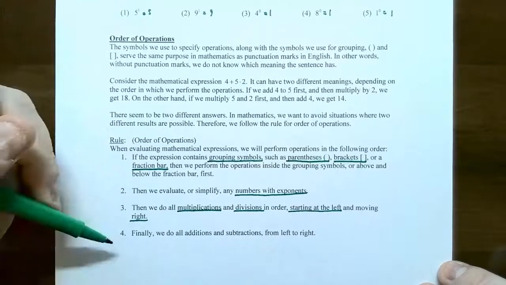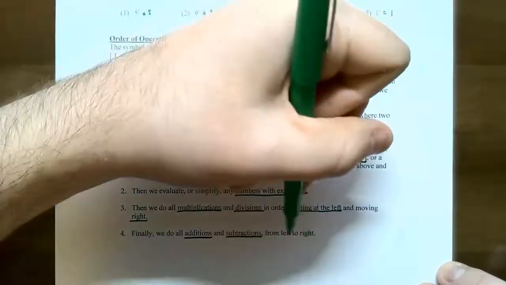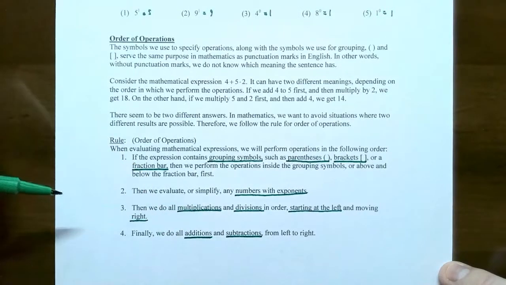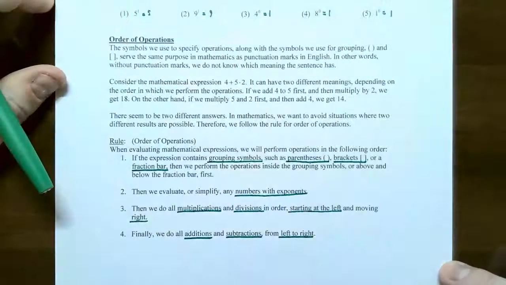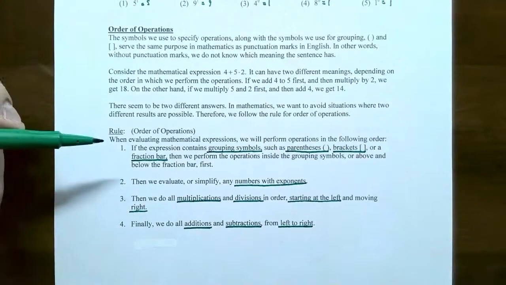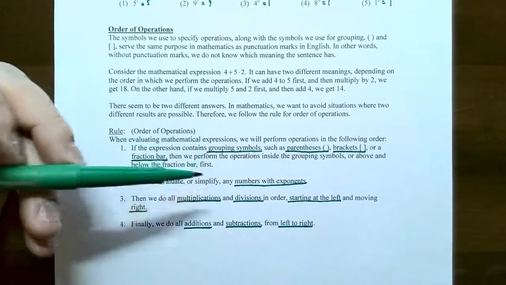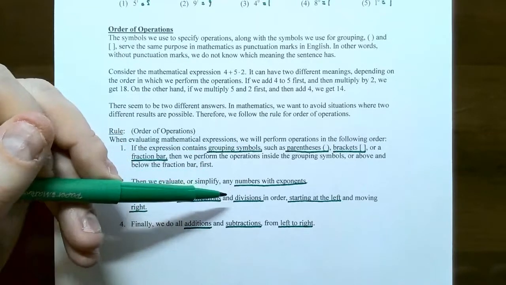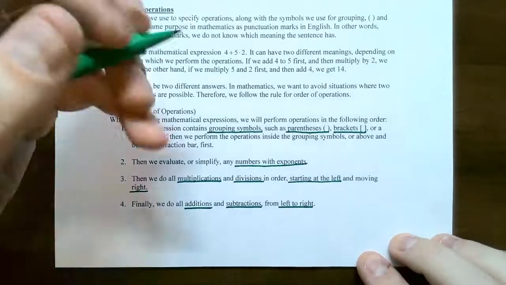And then number four, do addition and subtraction, also from left to right. So again, if you see subtraction first, then addition going from left to right, you actually would do subtraction first, then addition. So these are the four steps to the order of operations. You must do grouping symbols first, then exponents, then multiplication and division from left to right, then addition and subtraction from left to right. Well, there's an easy way to remember these four steps.